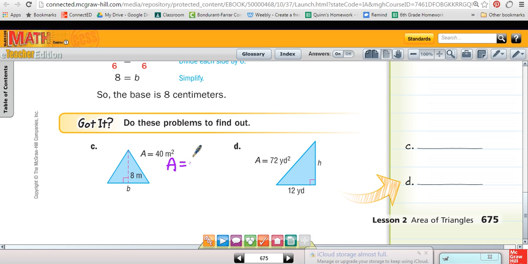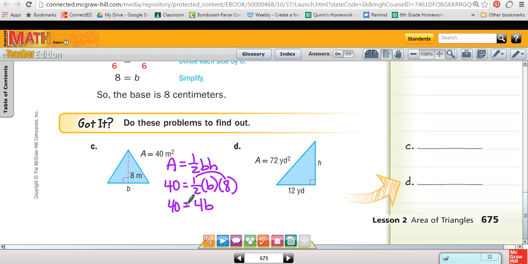So area equals half of the base times the height. Area is 40 equals half. I don't know my base, but I know my height is 8. Well, half of 8 is 4. So 4b equals 40. You want to rewrite that as 4b equals 40 this way. I want my variable alone, so I have to divide both sides by 4. So b is going to equal 10 meters, not meters squared, because it's the length of a side.